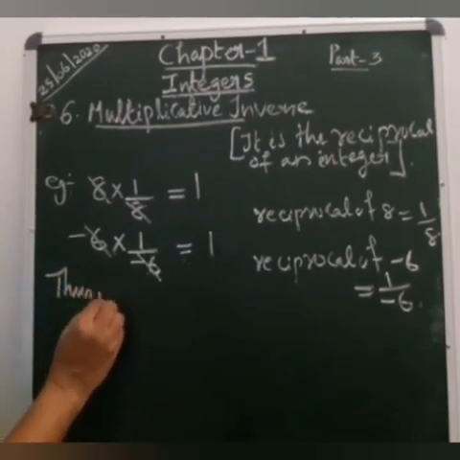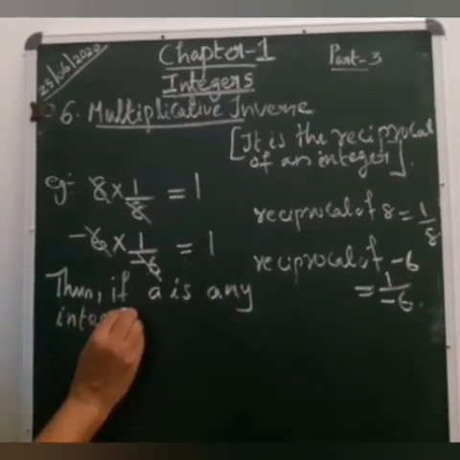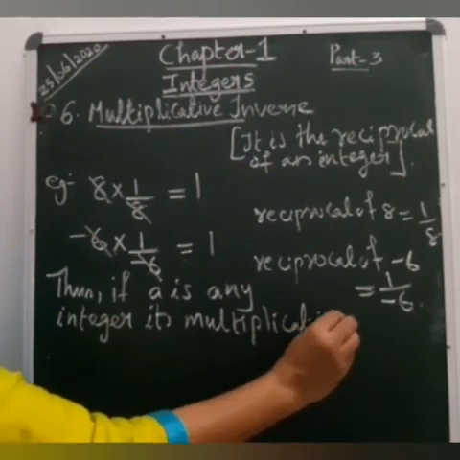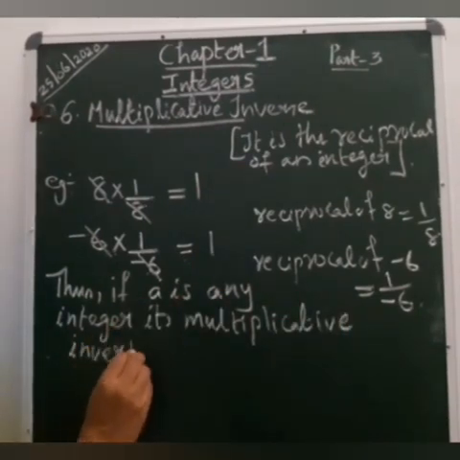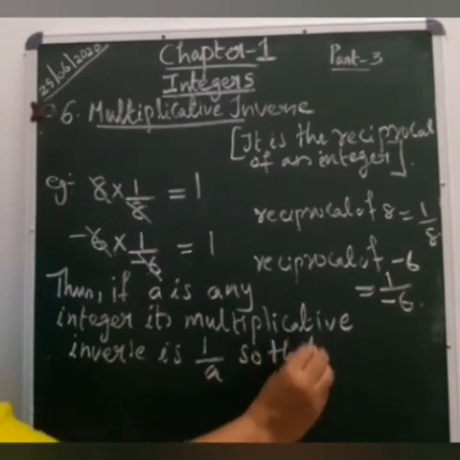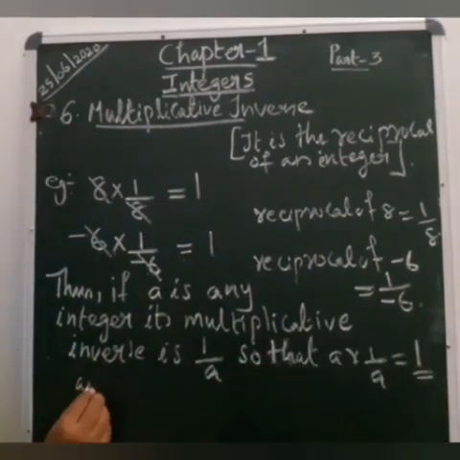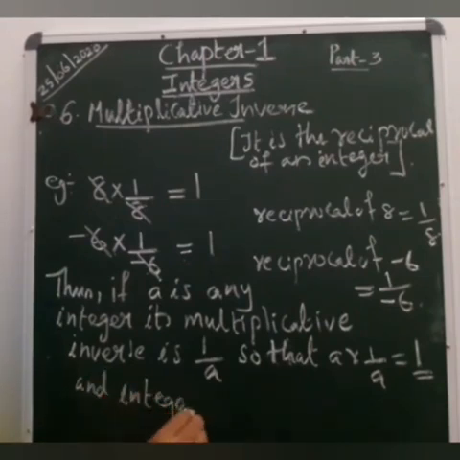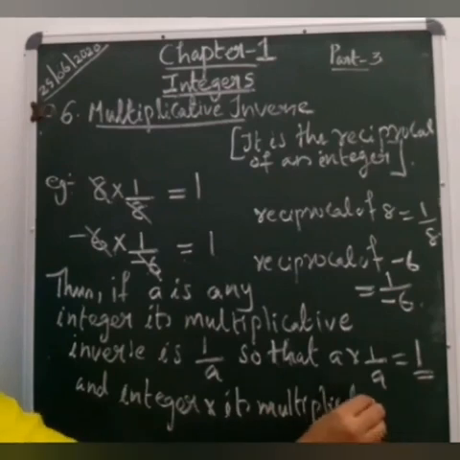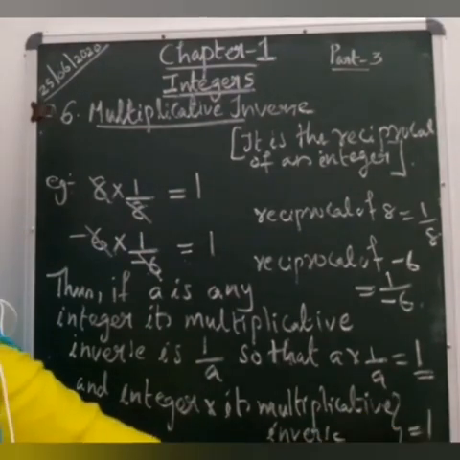Thus, if a is any integer, its multiplicative inverse is 1 by a, so that a into 1 by a is equal to 1, and integer into its multiplicative inverse is equal to 1.